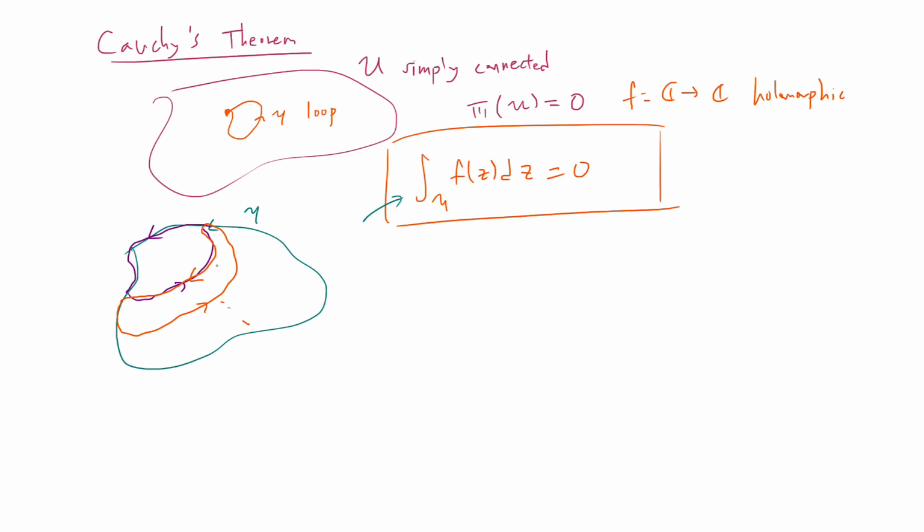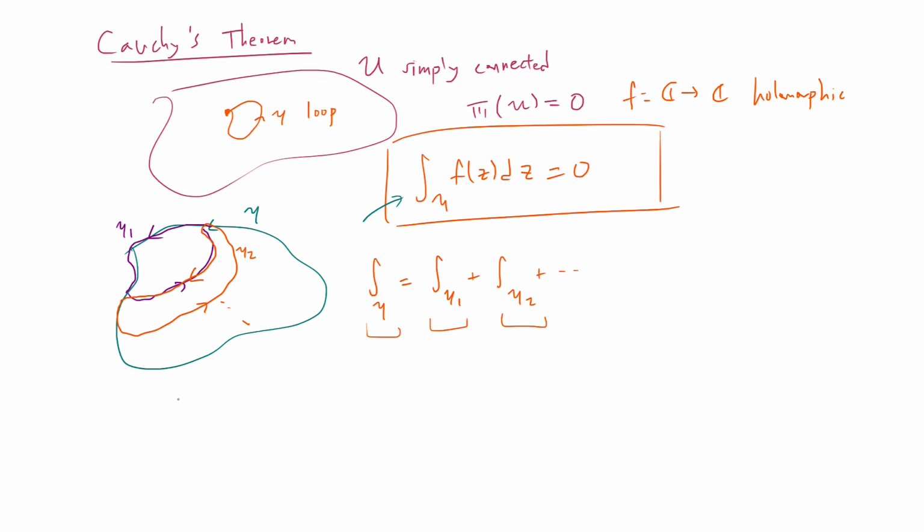Now if I call this purple path gamma 1, this orange path gamma 2, and so on, the integral along gamma is the same as the integral along gamma 1 plus the integral along gamma 2, and so on. The reason this is true is that the integrals on the intersection parts cancel out. For one integral you're moving in one direction, for the other you're moving in the opposite direction, so they're negatives of each other. So this large integral can be broken down into smaller, more local paths.